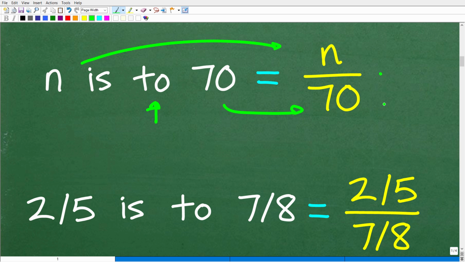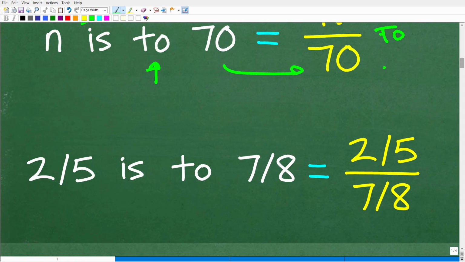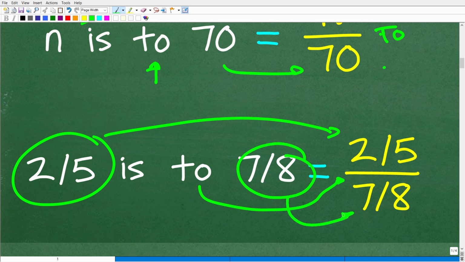N is 270. Again, that fraction bar is that word "to". Okay, so hopefully that makes sense. Now let's go ahead and do the same thing with this second part. 2/5 is to 7/8. So this right here is going to be our numerator. And again, we have 2/5, that is our fraction bar, and 7/8 is our denominator.